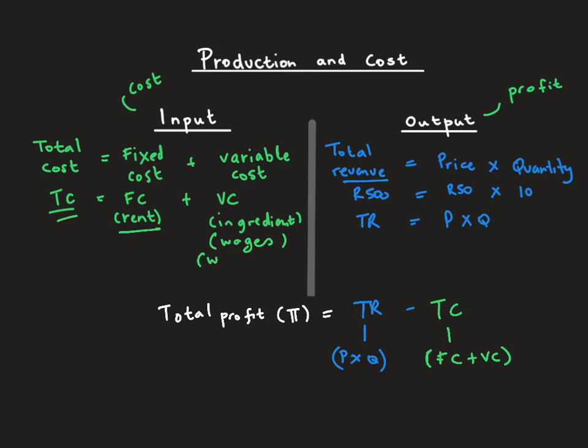And also if we look at water and electricity, because we don't know how many pizzas we're going to be selling, therefore the variable cost will always keep varying depending on the demand for our product. So here we have the formula of total profit, which is equal to total revenue minus total cost, and that's basically how we work out our profit level.